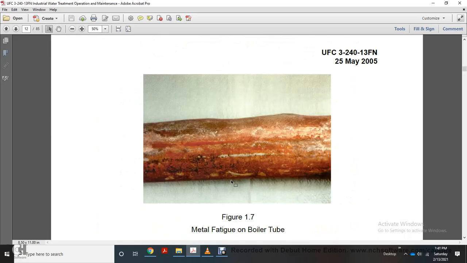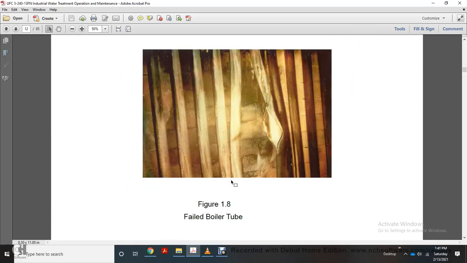Figure 1-7 shows metal fatigue on the boiler tube, and then Figure 1-8 shows a failed boiler tube.